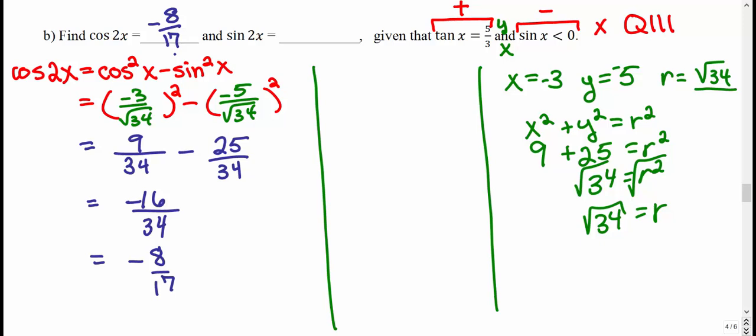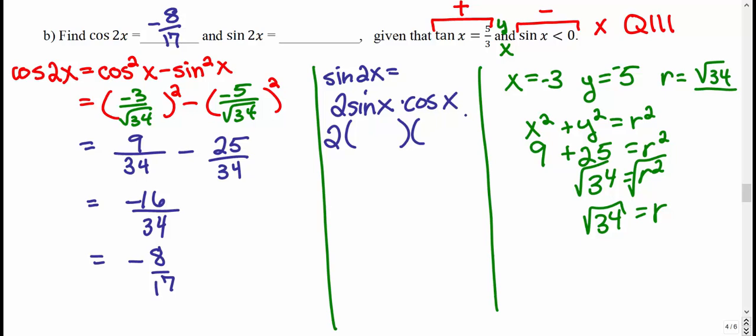How do we find sine of 2x? We're going to once again use our double angle identity. Sine of 2x is 2 times sine x times cosine x. And we already know the sine value, that was minus 5 divided by the square root of 34. And we already know the cosine value was minus 3 divided by the square root of 34. We need to multiply these three values together, so we'll think about this as 2 over 1 and multiply across. 2 times negative 5 is negative 10 times negative 3, that gives positive 30.